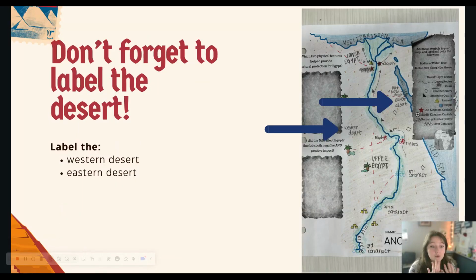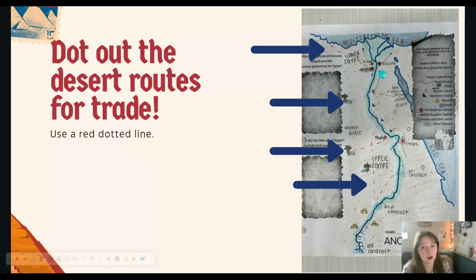Next, I want you to make sure that you label the desert. This is the Western Desert because it's towards the west. And this is the Eastern Desert because it's towards the east. Now we'll dot out some desert routes for trade. I used a red dotted line. You can kind of use mine for reference.